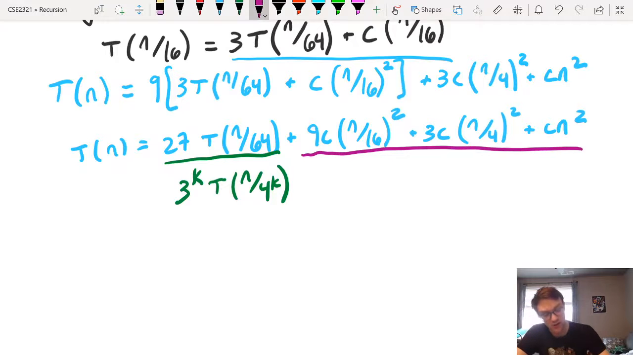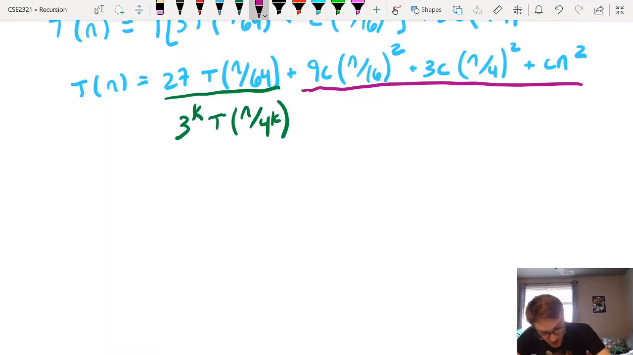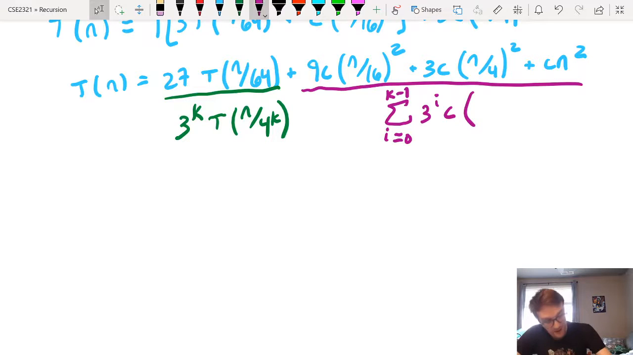How about over here? Let's try and write this as a summation, as we typically do. A sum from i equals 0 to k minus 1. What do the terms look like? Well, we have a 9, a 3, and a 1 out front. Those look like powers of 3. So we have 3 to the i times c times the stuff inside of the squared is n over 16, n over 4, and n. That looks like n over powers of 4, squared. So those are two terms.